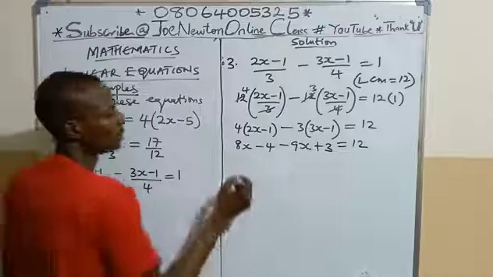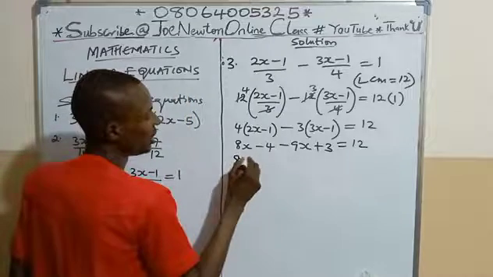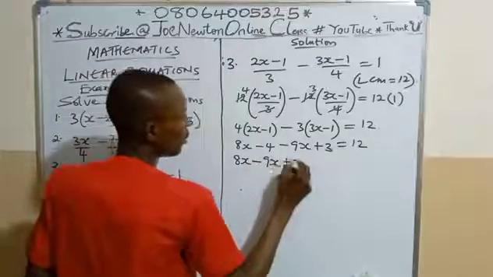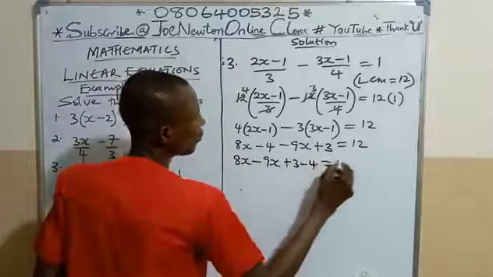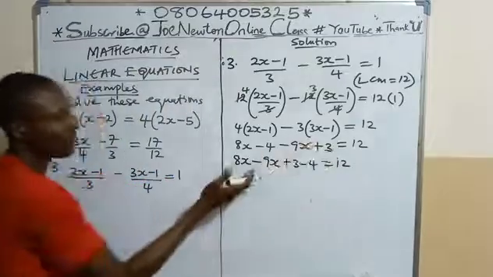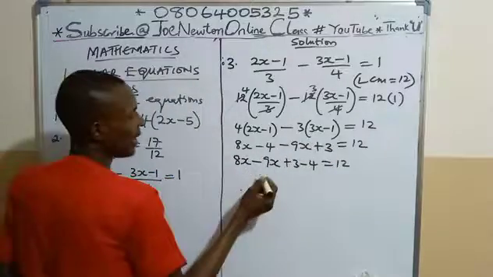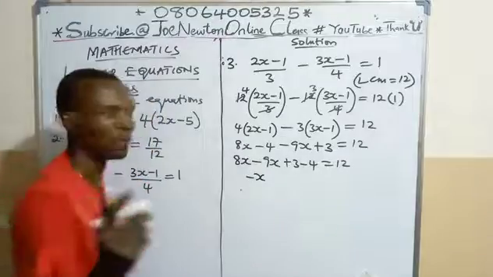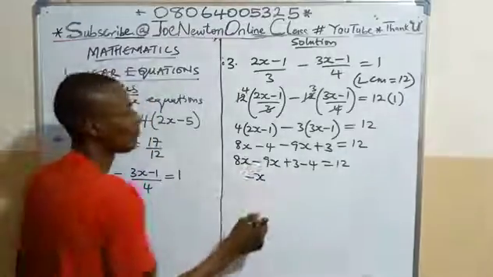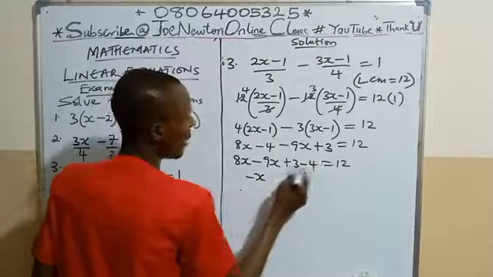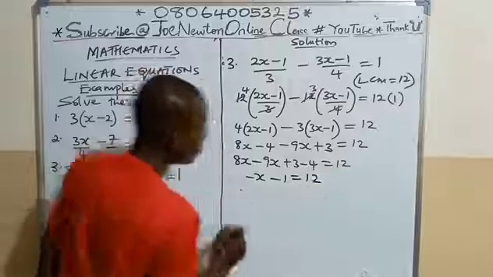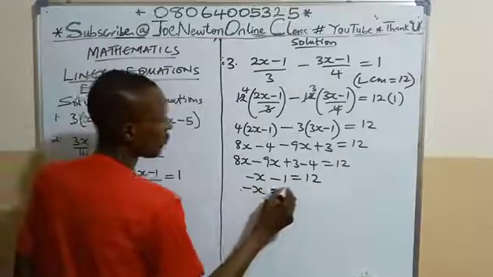Then we continue. That will give us rearranging 8x minus 9x. We are rearranging plus 3 minus 4 equals 12. We just rearrange this. 8x minus 9x remains minus x because 8 minus 9 is minus 1. So we don't write 1x. Then 3 minus 4 is minus 1 equals 12. We have that minus x equals 12.